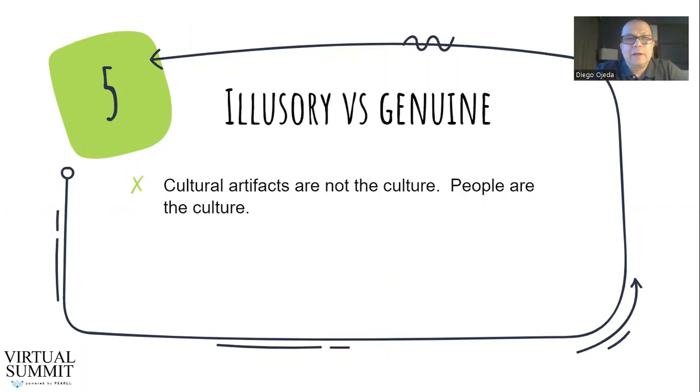Illusory versus genuine. Cultural artifacts are not the culture. People are the culture. So this rush to decorate the classrooms is in vain. The more I teach, the less I decorate my classroom. In my initial years, I believe my principal was fed up with me, because at that time we had Carlex and they had a lot of posters. So I had him buying posters, flags, and I put flags over the ceiling and everywhere. I asked him to buy this and buy that.